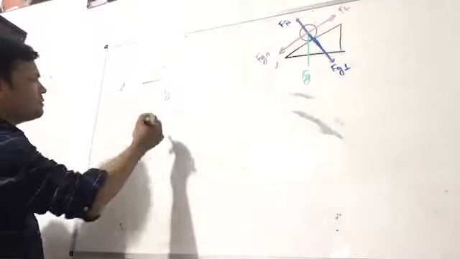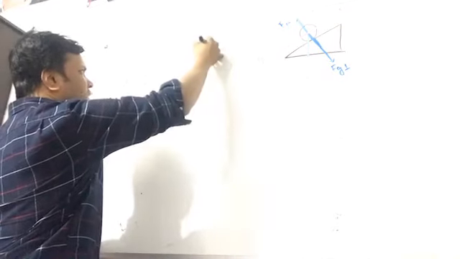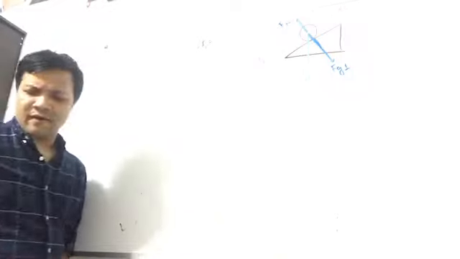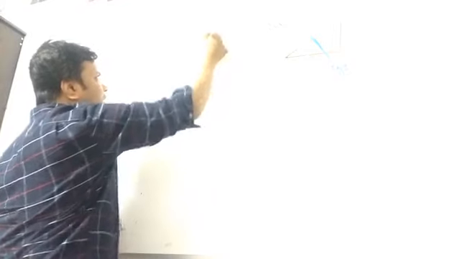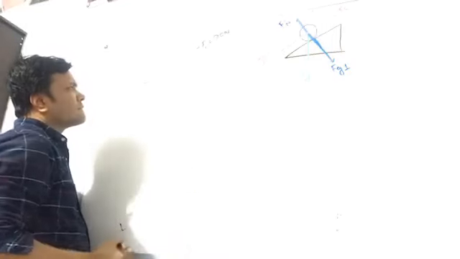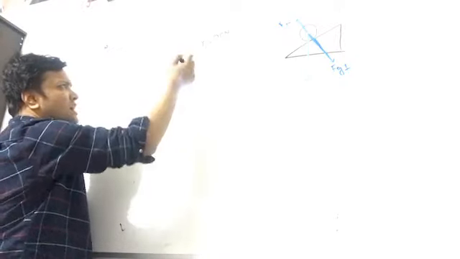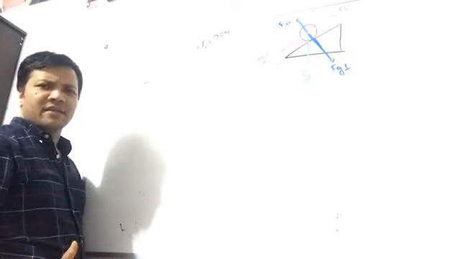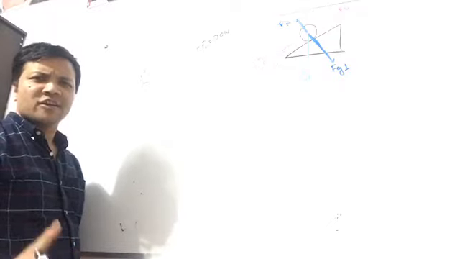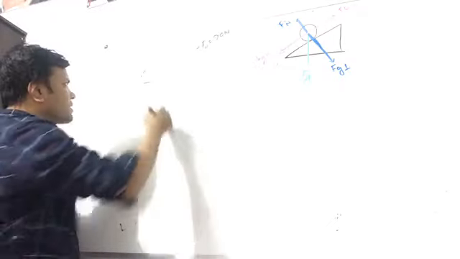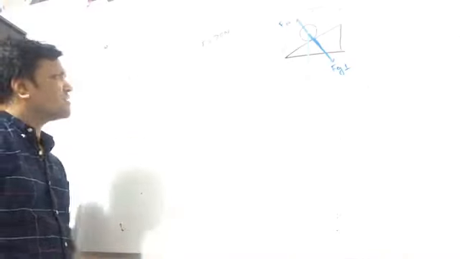Let's say this is 20 kilogram. Let's say someone is pulling with a force of 90 Newton, applying 90 Newton at 30 degrees. Now let's say mu k, the coefficient of kinetic friction, is 0.5. What do we need to find? We need to find the acceleration.